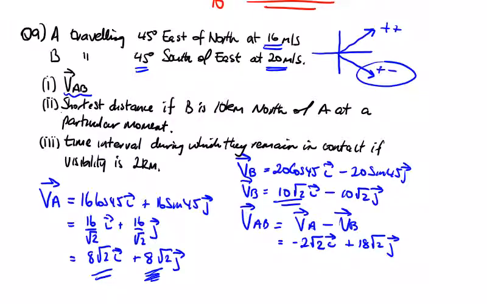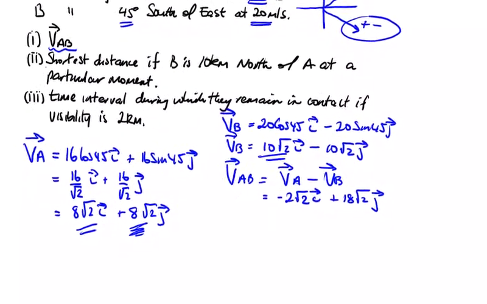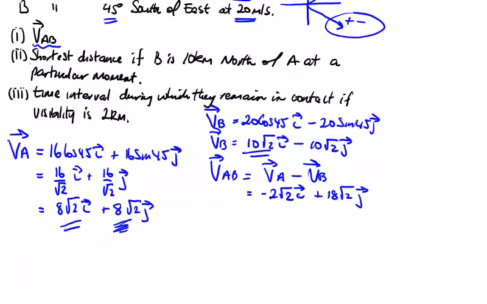So we're asked for the shortest distance if B is 10 kilometers north of A. So we need the sine of the angle, so let's look at the tan of theta here. The tan of theta is 18 root 2 over 2 root 2.